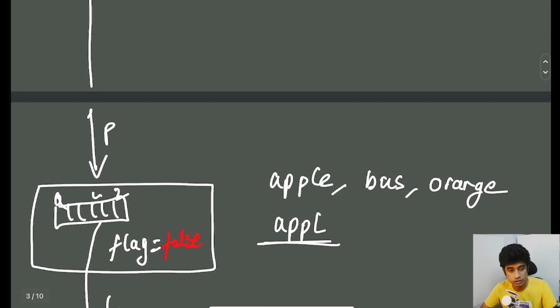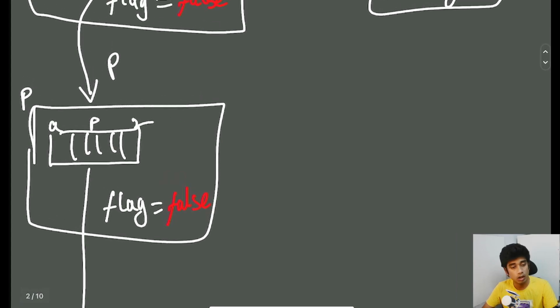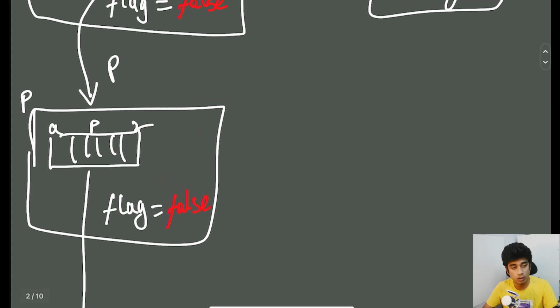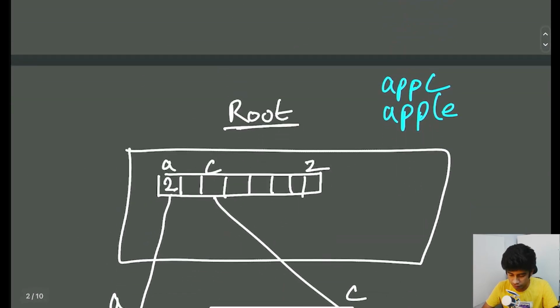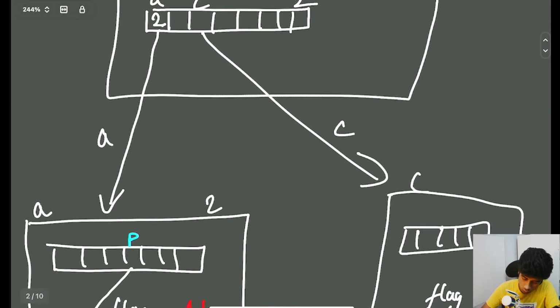Now, since you've understood this, let's explore another functionality, should I say, of checking whether a word starts with a prefix. So if I have all this stored, I want to check whether any of the words start with APP, which is app.